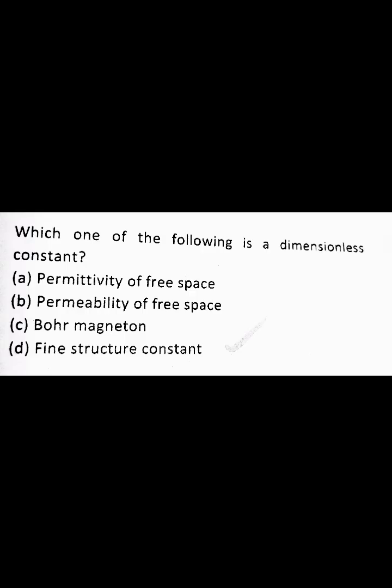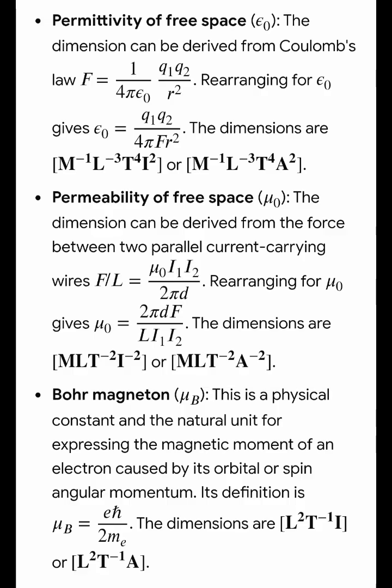Next question is, which of the following is a dimensionless constant? By Coulomb's law, F is equal to 1 by 4 pi epsilon 0 Q1 Q2 by r squared. Rearranging this, we get epsilon 0 is equal to Q1 Q2 divided by 4 pi F into r squared. Therefore, the dimension of permittivity is M raised to minus 1, L raised to minus 3, T raised to 4, I raised to 2, or M raised to minus 1, L raised to minus 3, T raised to 4, A squared. A means the ampere.